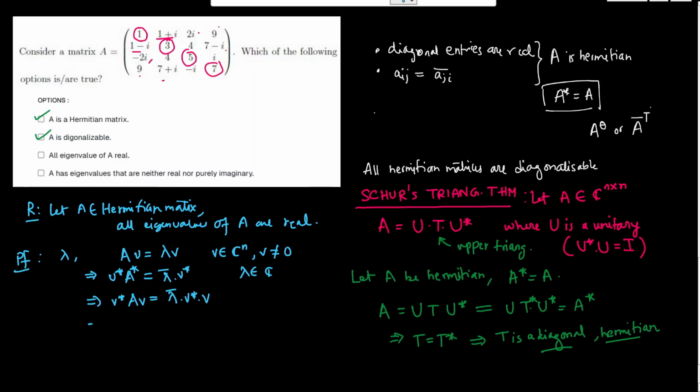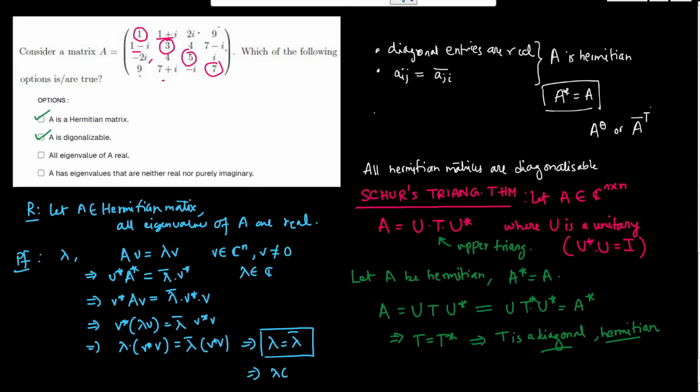Now we will use the fact that since lambda is an eigenvalue of A, this can be written as V star times lambda V equals lambda conjugate V star V. Now that is the same as saying lambda times V star V is the same as lambda conjugate V star V, but this implies that lambda is the same as lambda conjugate. So if you have a complex number which is the same as its conjugate, that essentially means that this lambda is a real number. So we've seen why all eigenvalues of Hermitian matrices are real, and since this is true, the last one cannot be true, right? So essentially we have seen all of them.